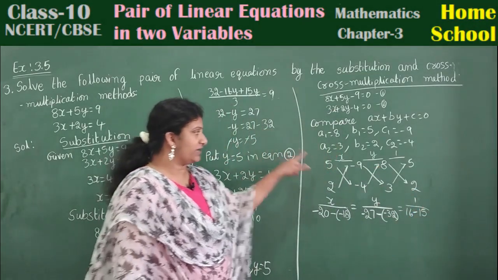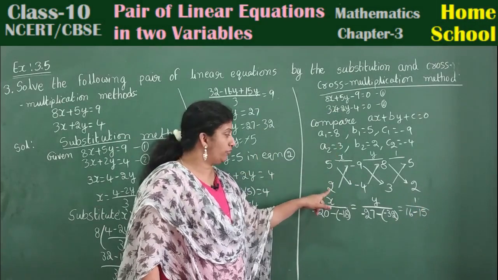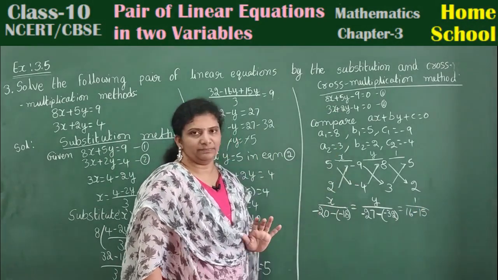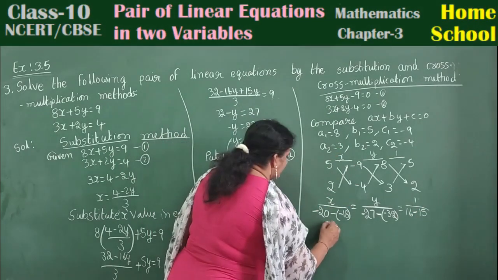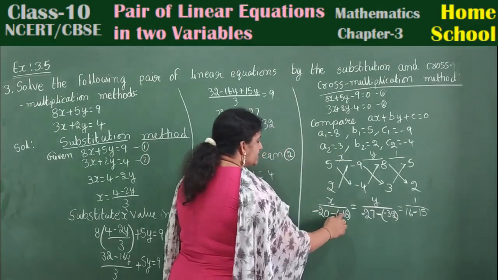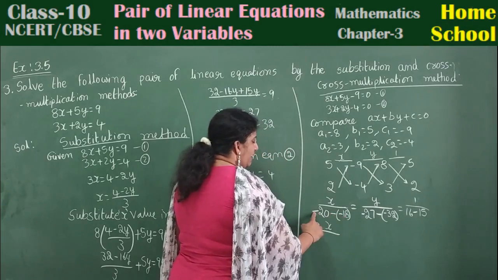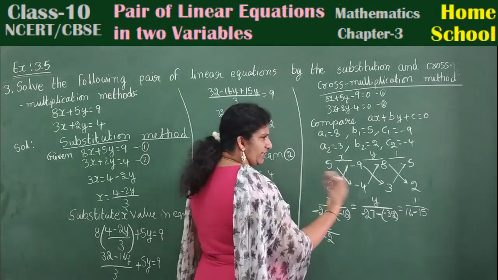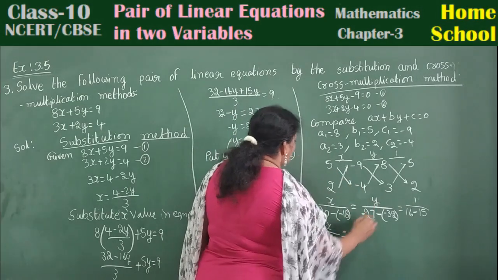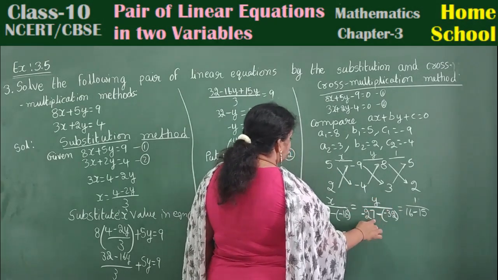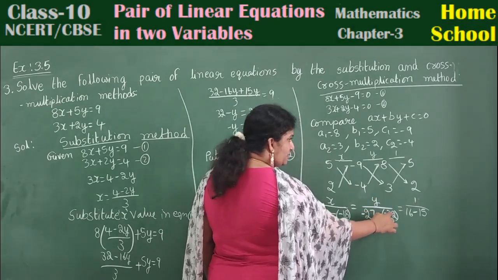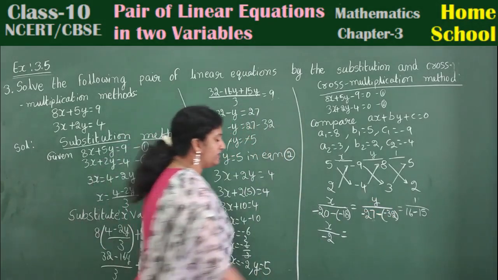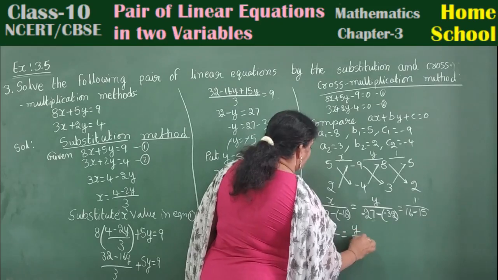Always start your multiplication from here, don't do from here. x by minus into minus plus. Minus 20 plus 18 will be minus 2. If you want, you can extend one more line. y by minus 27, minus into minus plus. Minus 27 plus 32 will be how much? 5.